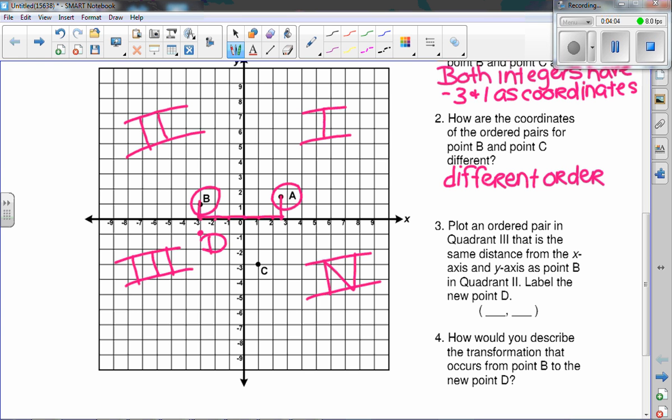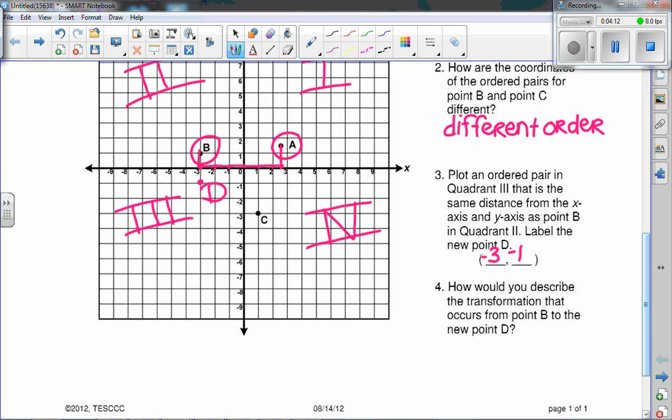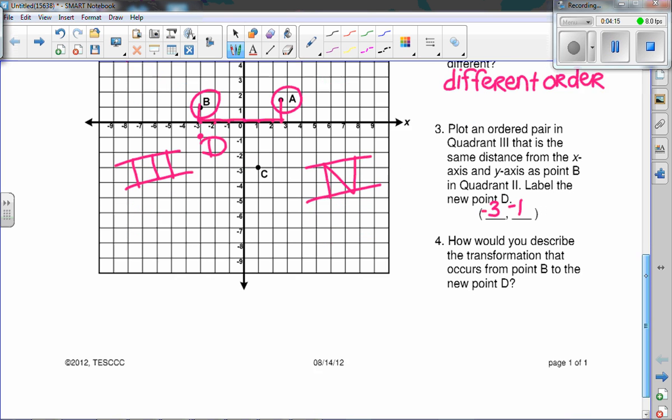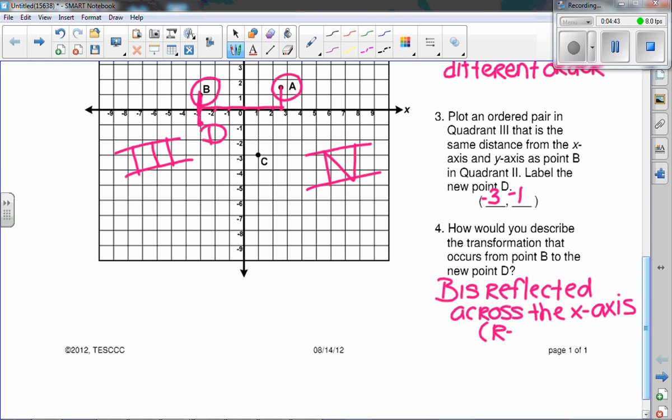Excellent. Moving on to number 4. How would you describe the transformation that occurred from point B to the new point D? So the transformation, let's take a look. B is reflected across the x-axis, therefore it is a reflection. Be sure to keep this handout in your journal. You may put it on the next available page and in your table of contents, coordinate plane.